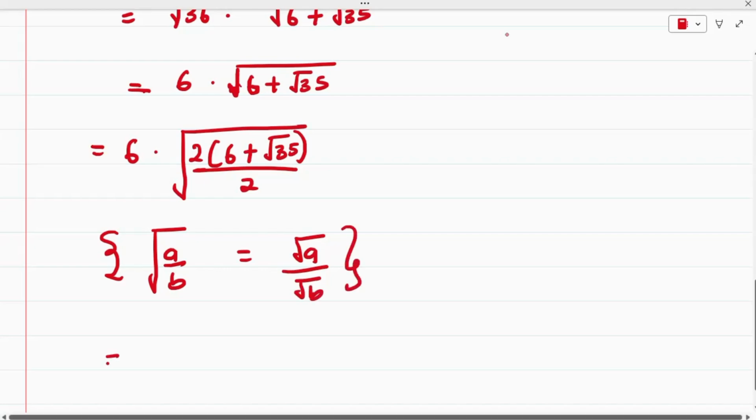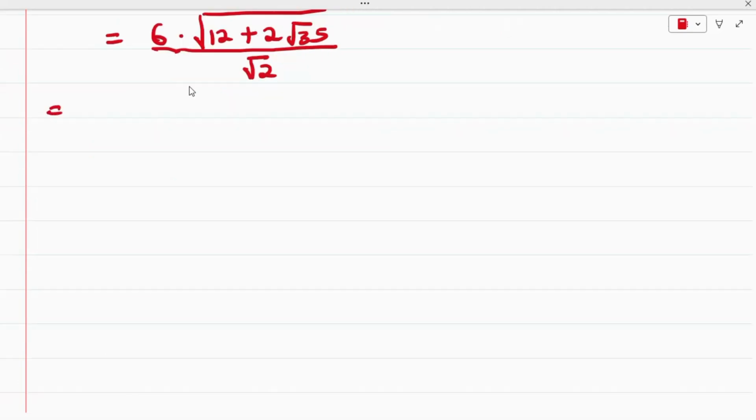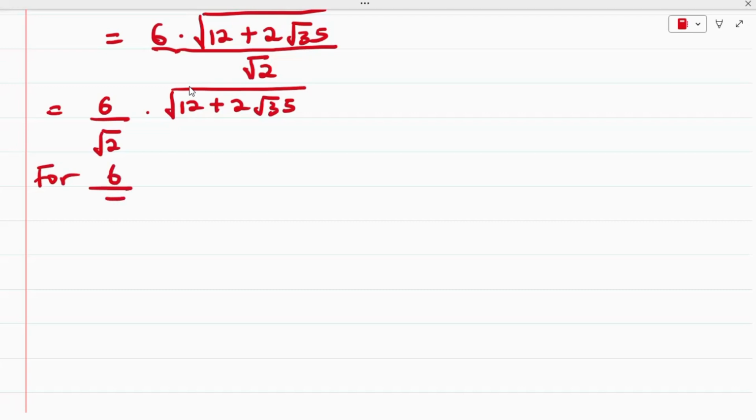So applying this, we have 6 multiplied by the square root of 2 multiplied by 6, which is 12, plus 2 root 35, divided by the square root of 2. So from here we can easily express this to be 6 divided by the root of 2 multiplied by the square root of 12 plus 2 root 35. Alright, so for 6 divided by the root of 2, we want to simply rationalize.